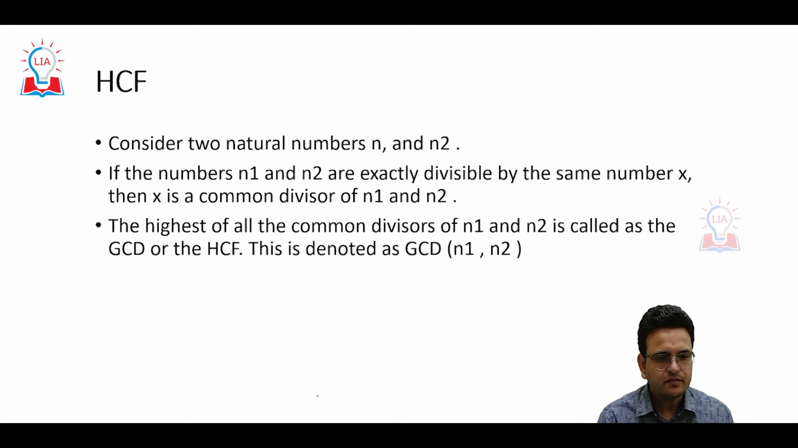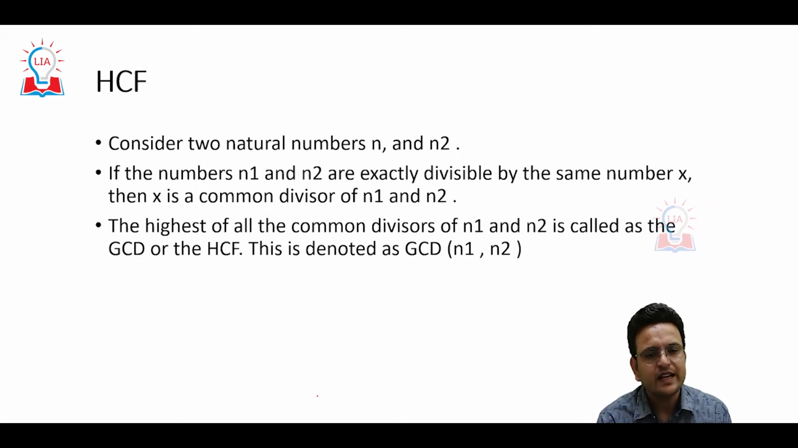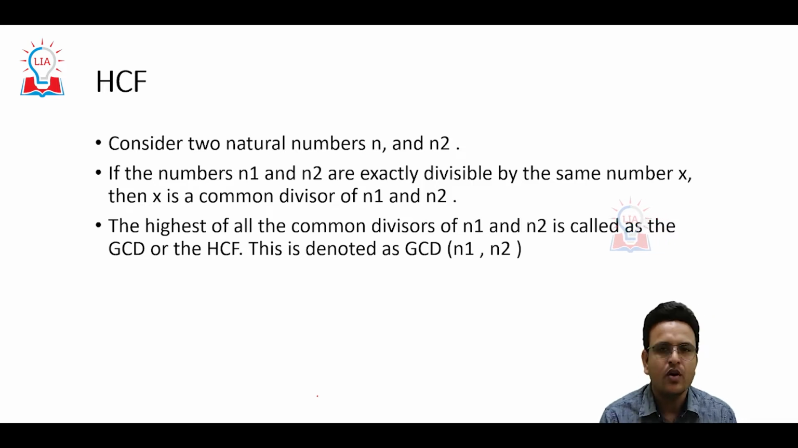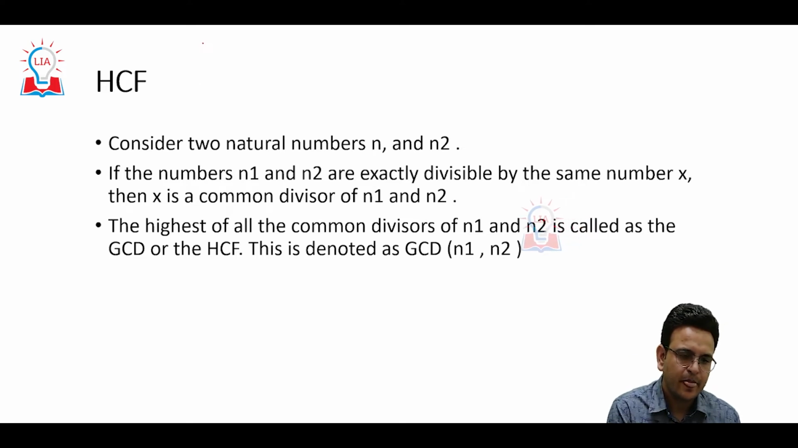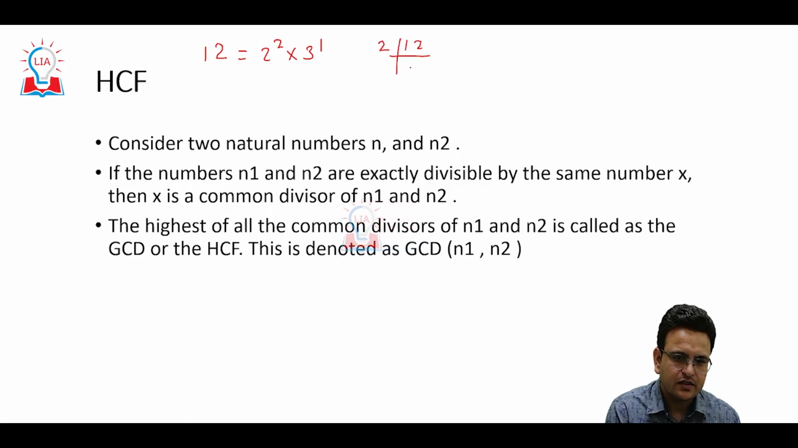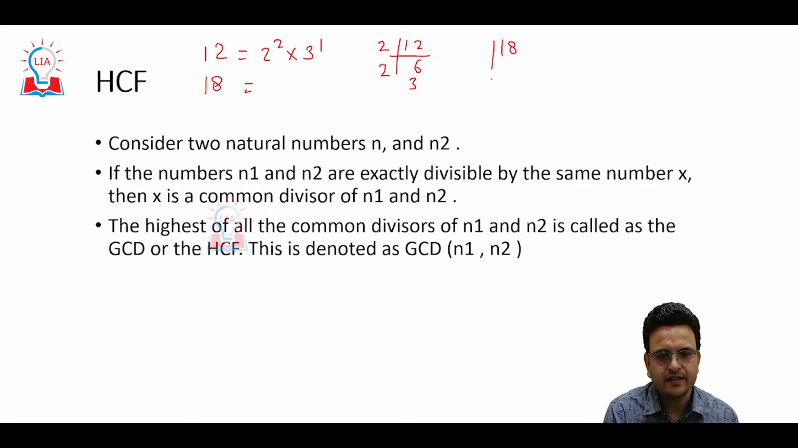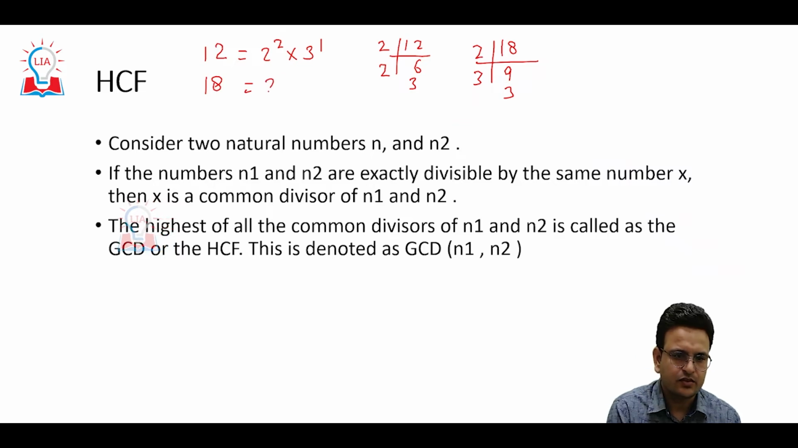Now come to HCF again. How can we calculate the HCF of two numbers or more than two numbers? Here we are going to take the prime factors. Consider the number 12. We can write 12 as 2 to the power 2 and 3 to the power 1. How? Just simple: 2 sixes are 12, 2 threes are 6, and 3 is 3 times 1. In the same way, 18 we can write as 2 times 9, 3 times 3 times 3, so 2 to the power 1 and 3 to the power 2.